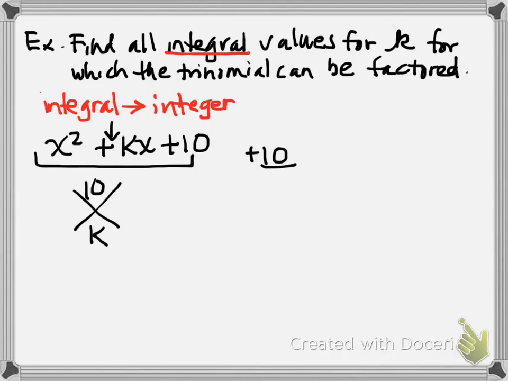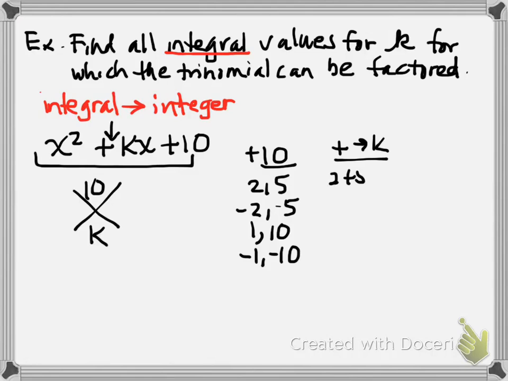Two factors, anyone, that give me positive 10. Anyone, yell out. 2 times 5. 2 and 5, good. Negative 2 and negative 5. Negative 2, negative 5, good. What else? 1 times 10. 1 and 10. Anything else? Negative 1 and negative 10. Okay. Now, look at your factors, and what do you notice about the signs on each pair? They're the same. So what math would you do if signs were the same? Add. So we're going to add to get our k value.